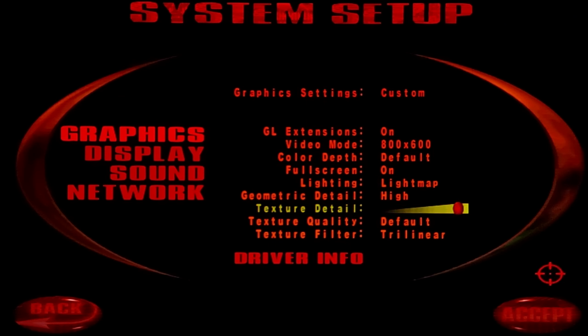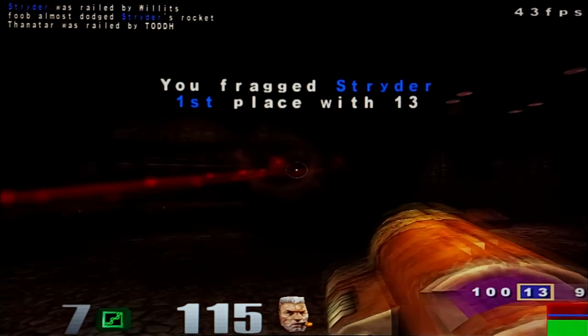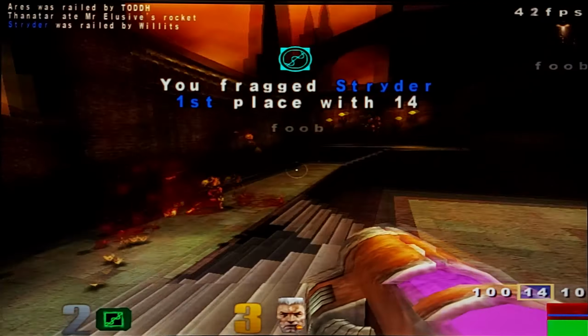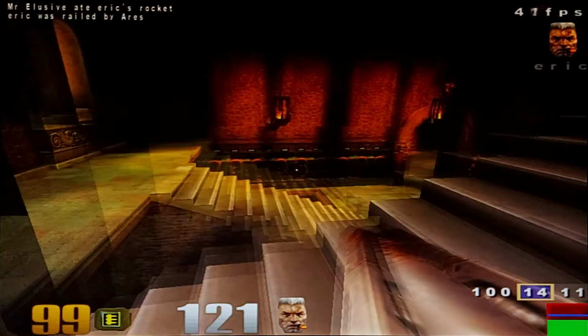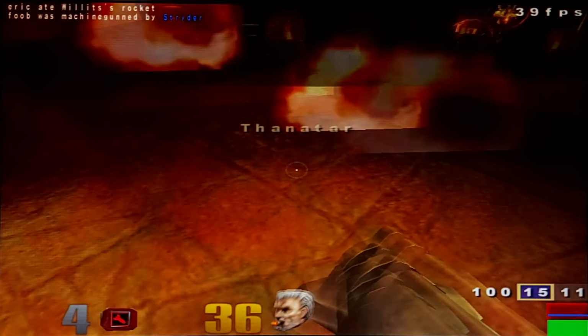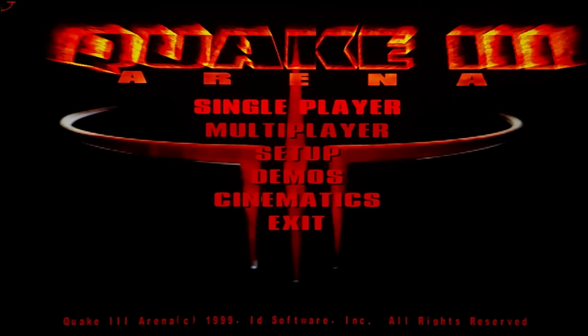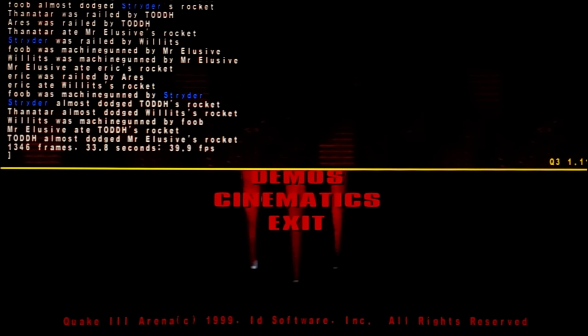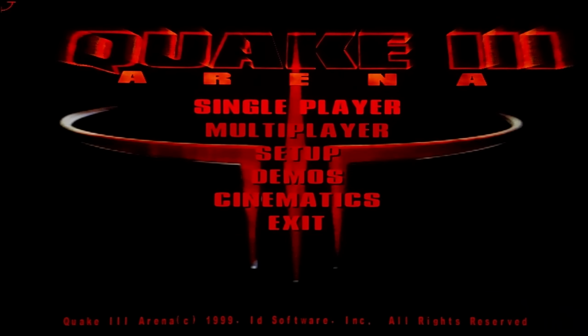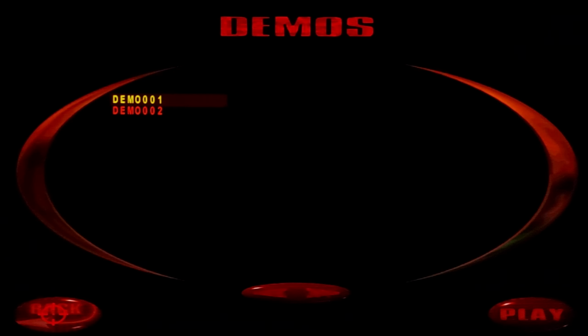I'm just going to change the resolution to 800x600, and we'll give the time demo another run through at this resolution. And the results are as follows. Same again, 1346 frames, 33.8 seconds and 39.9 frames per second. So that's pretty good at 800x600. Anything above 30 is an acceptable frame rate.